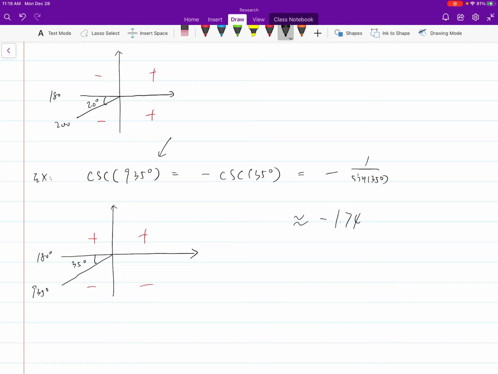Usually we won't have some angle as big as this. You can plug it into the calculator directly, but this is actually how the calculator does it. So you only need to know all the trig values for everything from 0 to 90 degrees. Anything beyond that, you draw the graph to figure out what's going on.